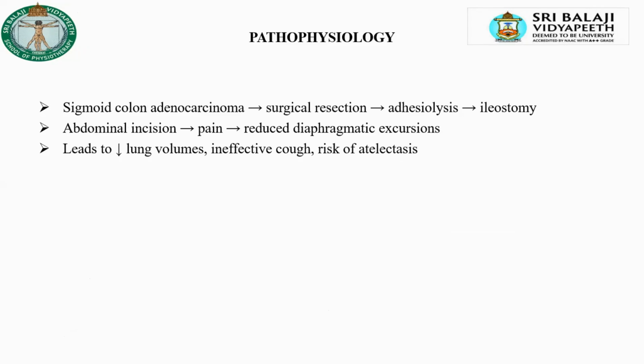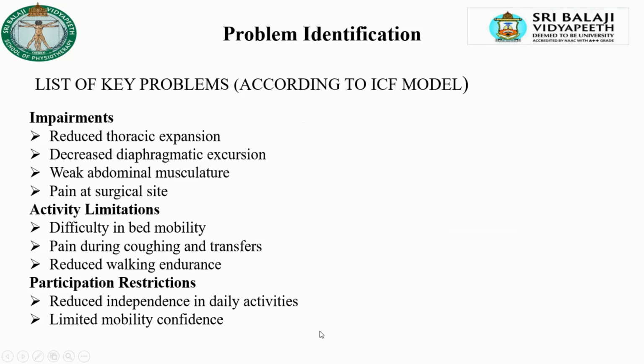Pathophysiology of this condition: the patient came with sigmoid colon adenocarcinoma, a surgical resection, adhesiolysis and ileostomy. Abdominal incision pain reduces diaphragmatic excursion, which leads to low lung volume, ineffective cough and risk of atelectasis. Problem identification according to the ICF model. Impairments: reduced thoracic expansion, decreased diaphragmatic excursion, weak abdominal musculature, pain at surgical site. Activity limitations: difficulty in bed mobility, pain during cough and transfer activity, reduced walking endurance. Participation restrictions: reduced independence in daily activities, limited mobility, confidence.